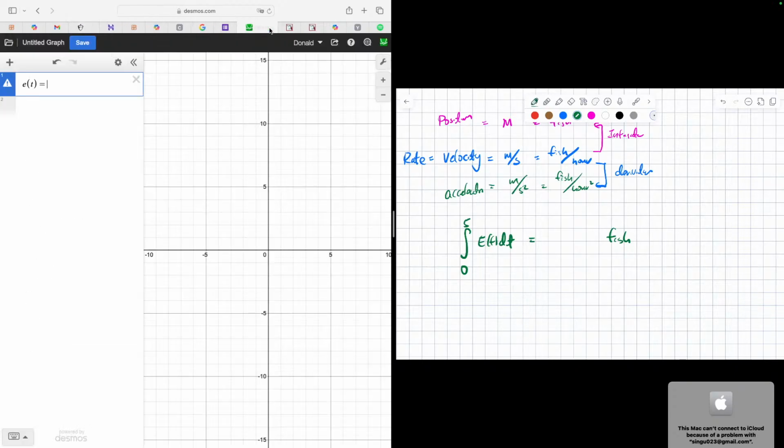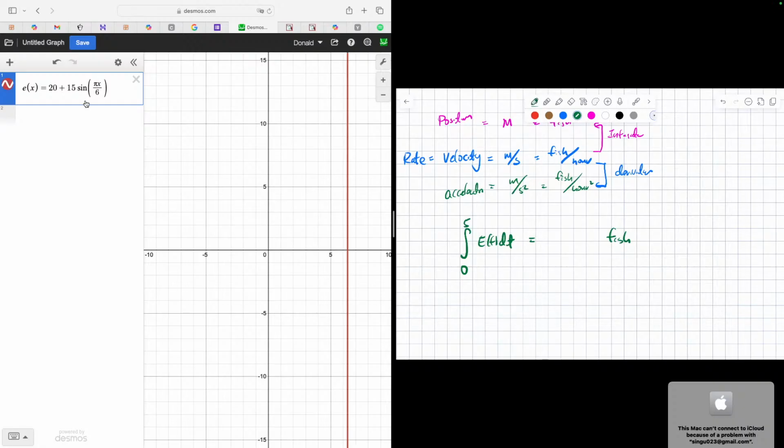20 plus 15. Sine of what? Pi t over 6. T over 6. Just go back. Like this. Yeah. No, T of E. Yeah, change the S. So we're gonna do E, capitalize the E, x, and this is x. Okay, so now the problem is if I do integration, right? I think they want 0 to 5.